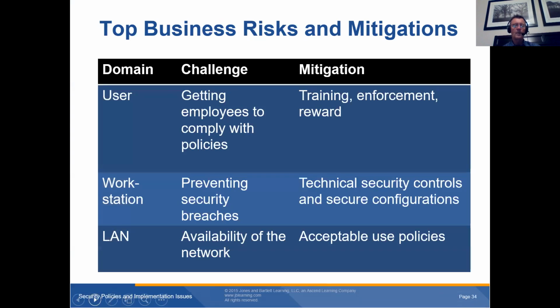Some of the top business risks and mitigations. At the user level, getting employees to comply with policies requires training, enforcement, and might require some reward. Workstation, preventing security breaches: you can touch it, you can hack it. So technical security through controls, such as multi-factor authentication. LAN: if you're on it, you can hack it. You start listening and packet monitoring.